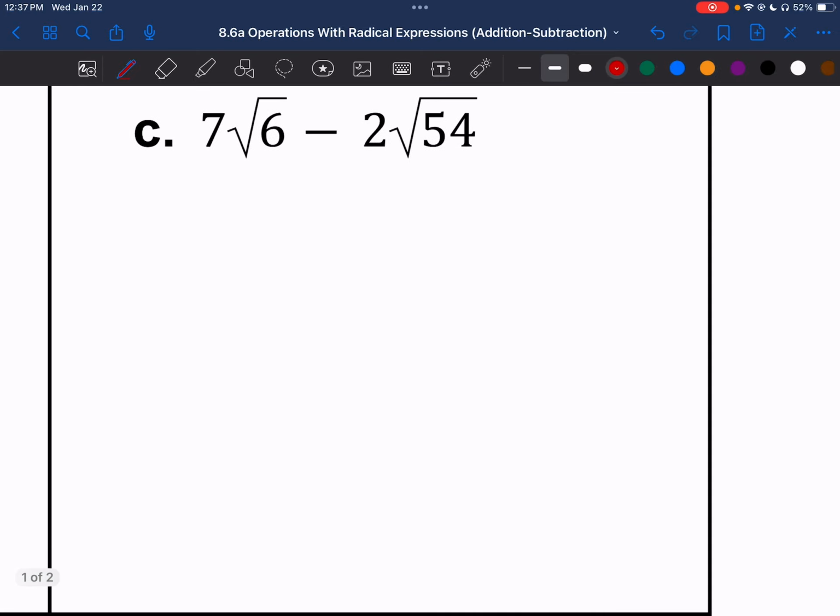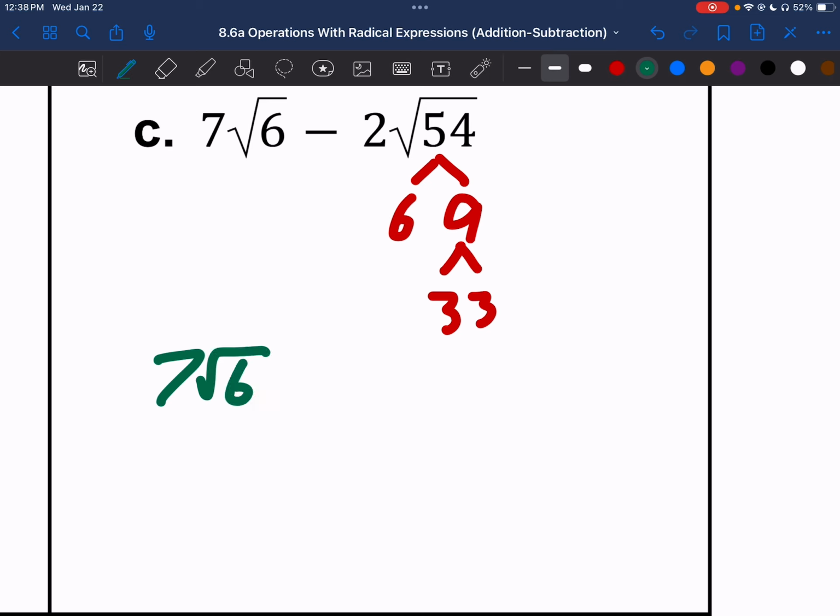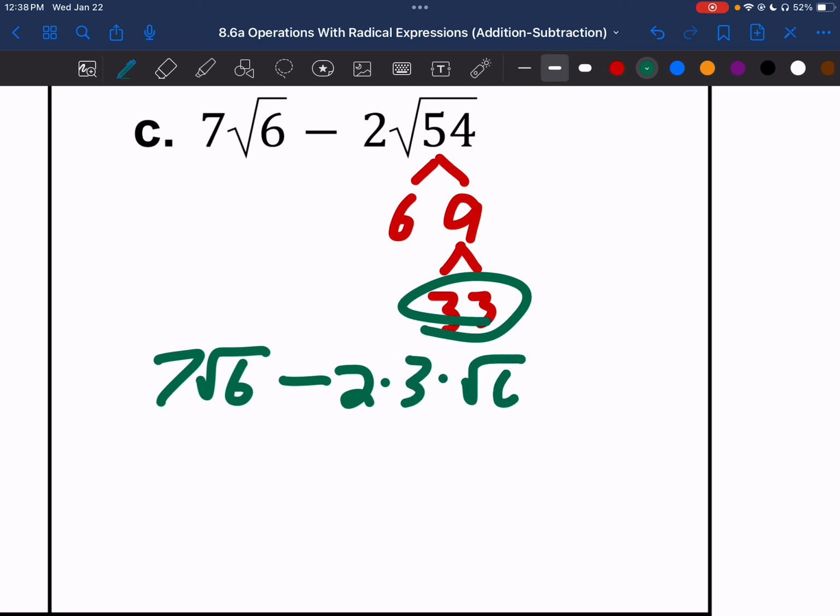Letter C. We have 7 root 6 minus 2 root 54. Well, let's break that down. My factors of 54 are 6 and 9, and 9 is 3 and 3. So 7 root 6, nothing changes. We have a 2, we've got a group of 3's that we bring out, and it's times the square root of 6.